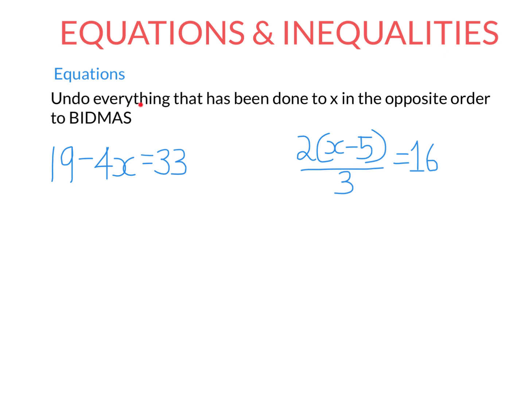Well, what you do is you undo everything that has been done to x, or whatever the pronumeral is, in the opposite order to BIDMAS. What do I mean by that? So in this equation here, x, the pronumeral, has been multiplied by -4 and 19 has been added. We did things in that order because of BIDMAS. We multiply before we add. So when we're solving, we need to do things in the opposite order.